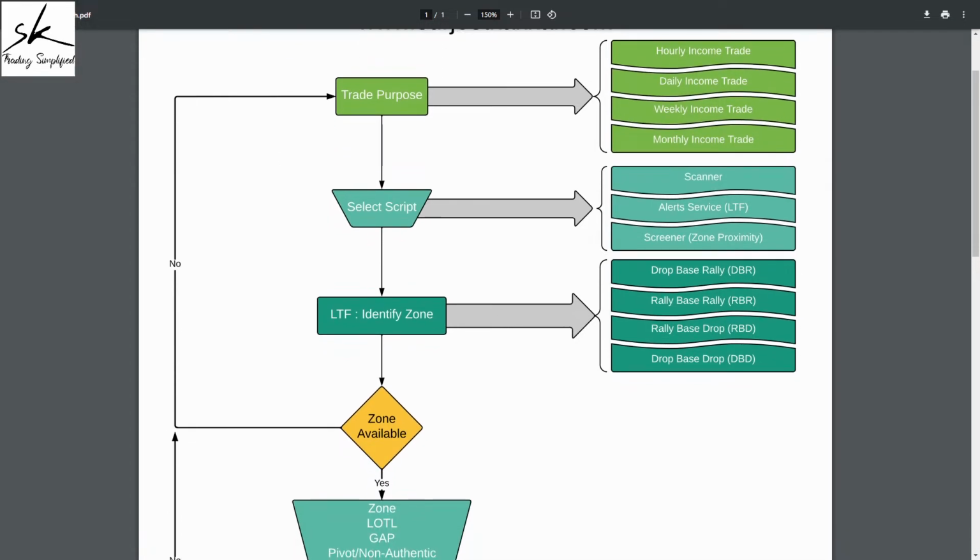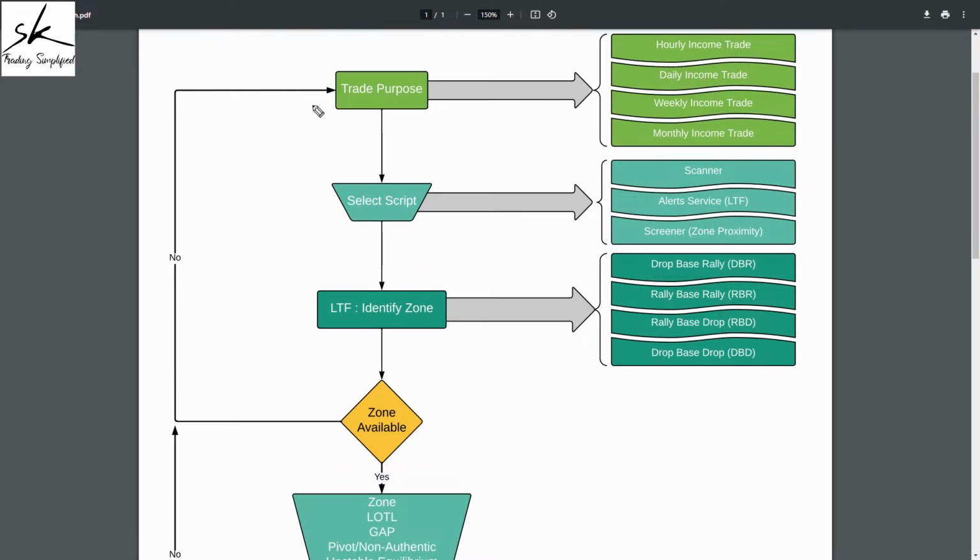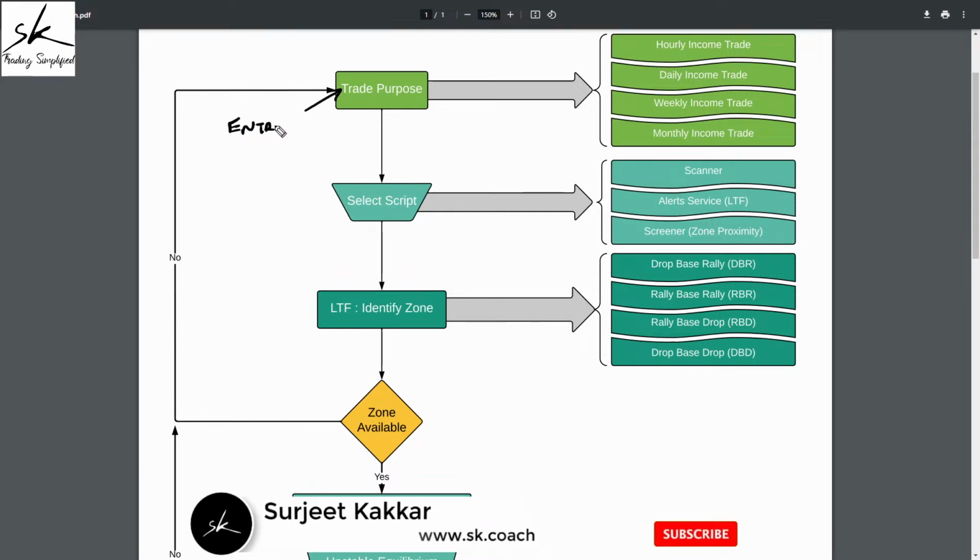So, what is my step number one whenever we start planning our trade? Step one is we need to define our trade purpose. Now, the question is, what do we mean by trade purpose? Trade purpose basically implies my expected duration of the trade. And the duration of the trade is from the time you enter the trade to the time you exit the trade.